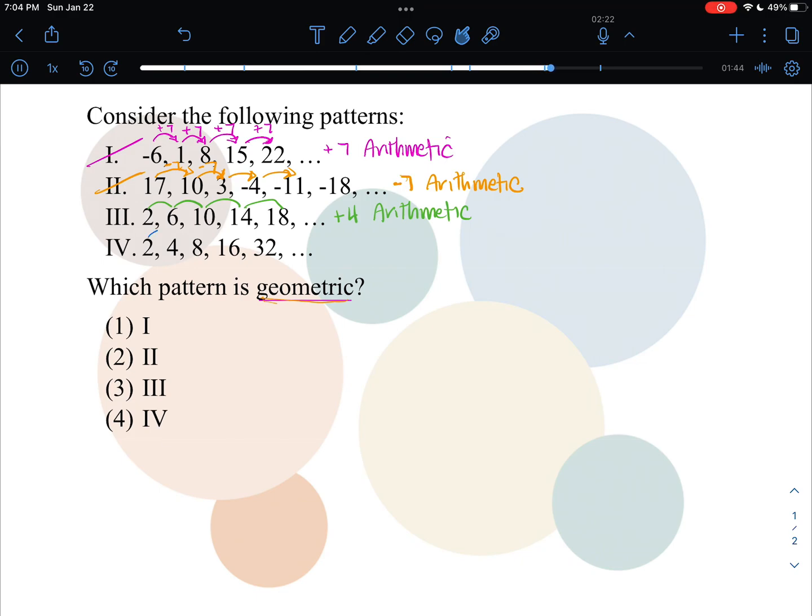My last pattern is 2 to 4, 4 to 8. 2 to 4, I'm adding 2, 4 to 8, I'm adding 4, 8 to 16, I'm adding 8, so clearly it's not an arithmetic pattern of a common difference.